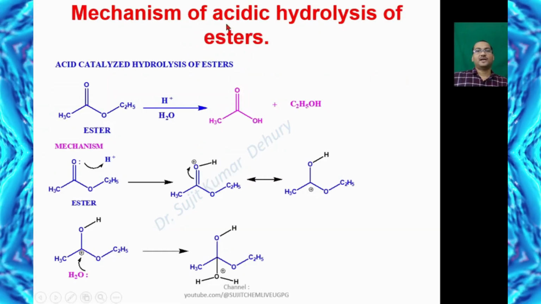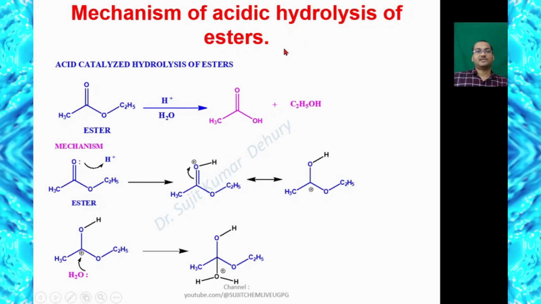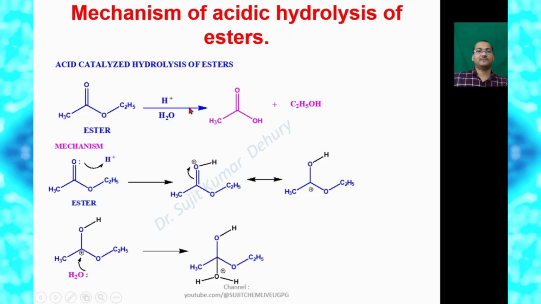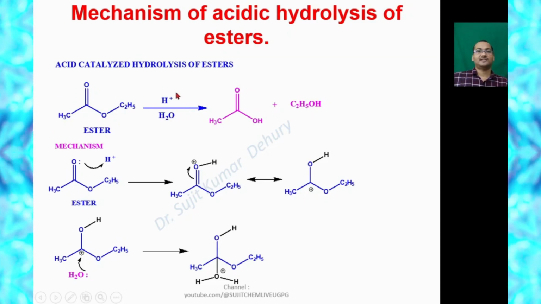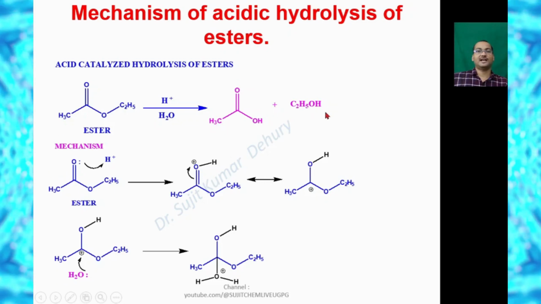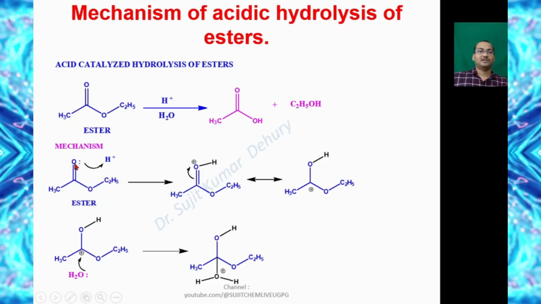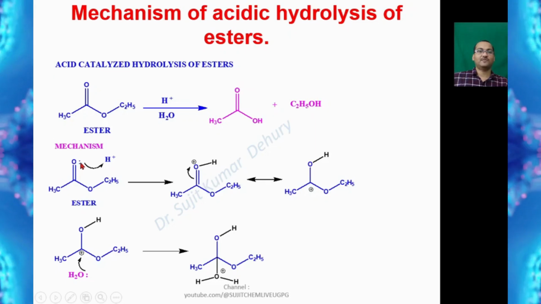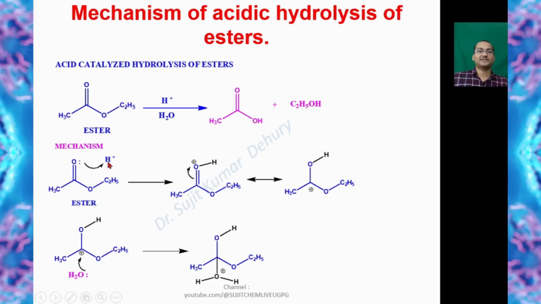Let's talk about the mechanism of acidic hydrolysis of ester. This is the ester, the formula is CH3COOC2H5. It will be hydrolyzed in the presence of catalyst H plus and water, giving rise to acid and alcohol. In the ester, this carbonyl has a lone pair of electrons, so this can act as a nucleophile. It will attack the electrophile H plus.